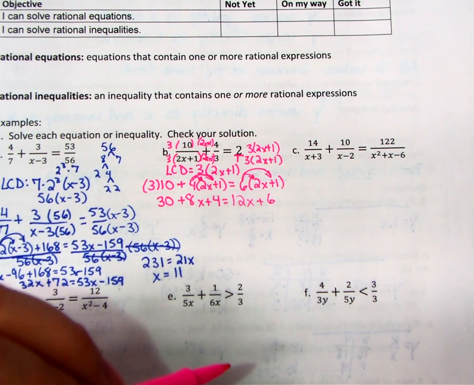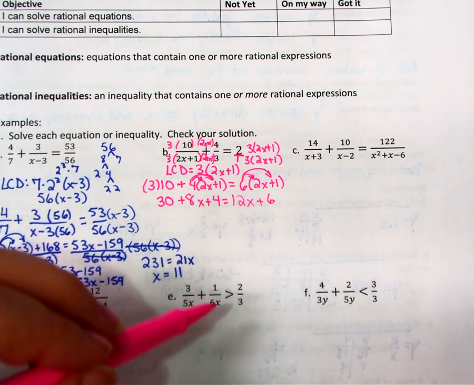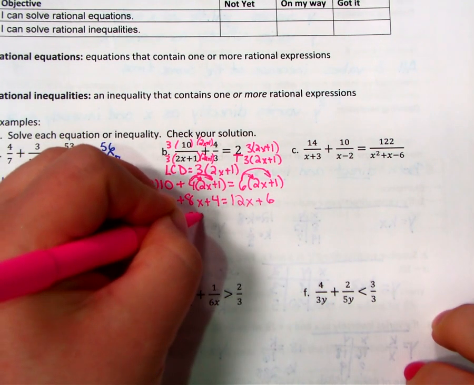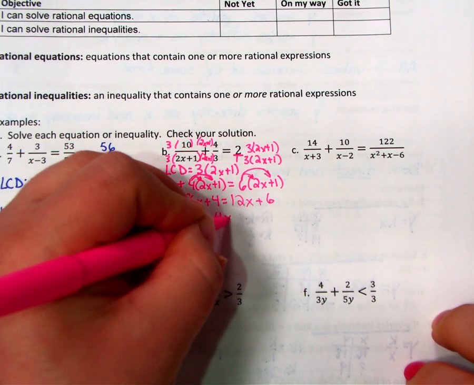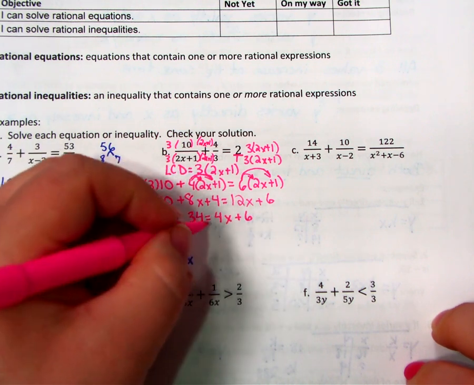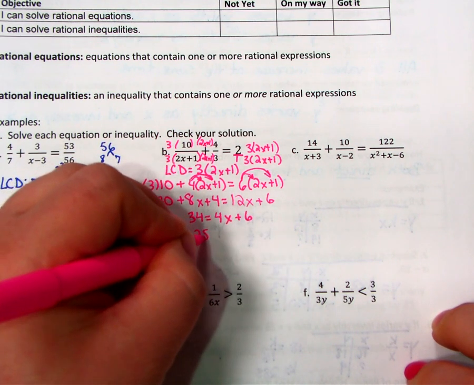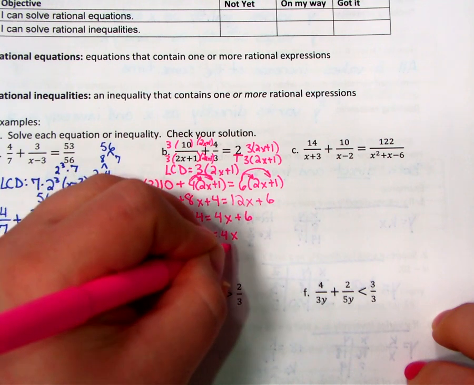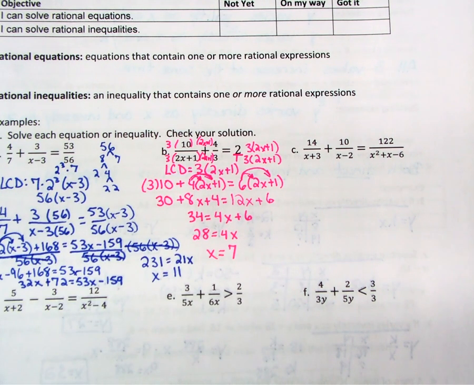So I'm going to give you a moment. Go ahead and finish solving this equation out. I'm going to show my steps so that you can check your answers. So we get that x is equal to 7.